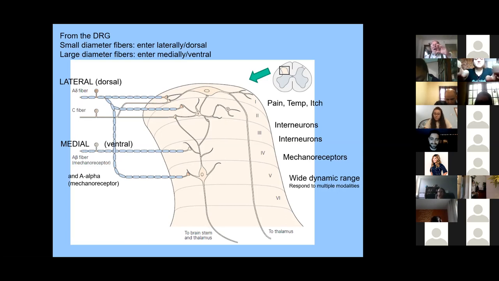Versus the second type, which is a low threshold. And in the low threshold, what you're now doing is the low threshold mechanoreceptors or thermoreceptors or chemoreceptors or wide dynamic range are firing much more frequently. And as the stimulus gets larger and larger, they fire higher and higher and higher.